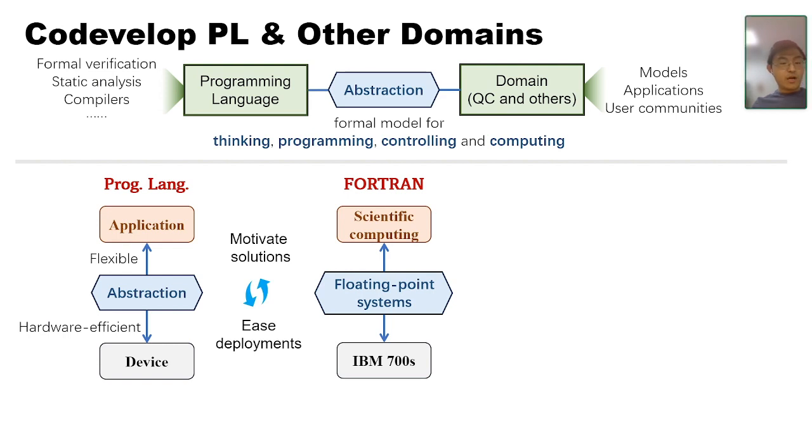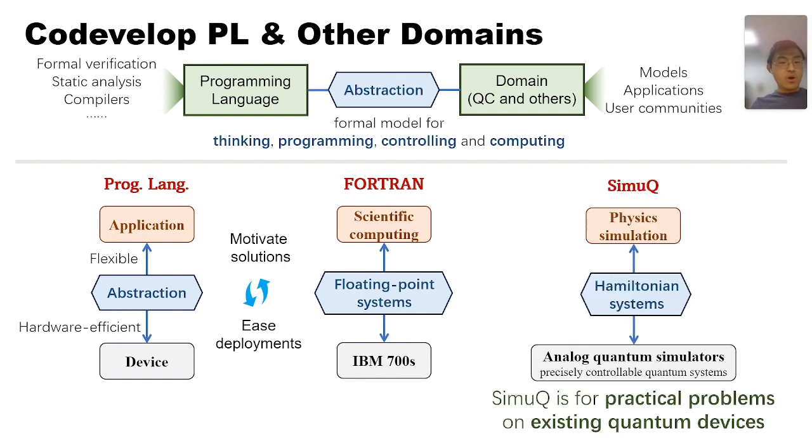From Fortran's history, we can observe a bidirectional stimulus coming from a good abstraction in the co-development of programming languages and other domains. First, the abstraction and language support the development of applications on actual devices. Second, they can also motivate new solutions to broader applications. We mimic the essence of the Fortran design and choose the abstraction of Hamiltonian systems in SimuQ for quantum computing. This is very native to existing analog quantum simulators, which are essentially precisely controlled quantum systems. One very interesting fact I want to share is that SimuQ may be the first paper in the history of POPL and PLDI that actually leverages real quantum devices to tackle practical problems.